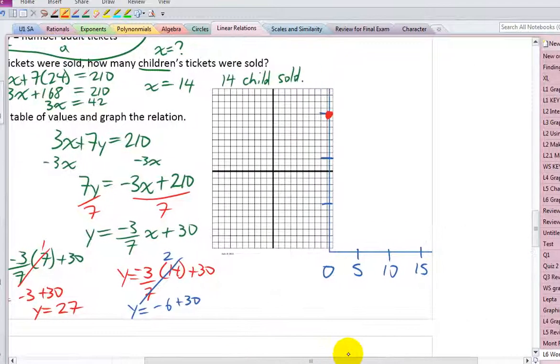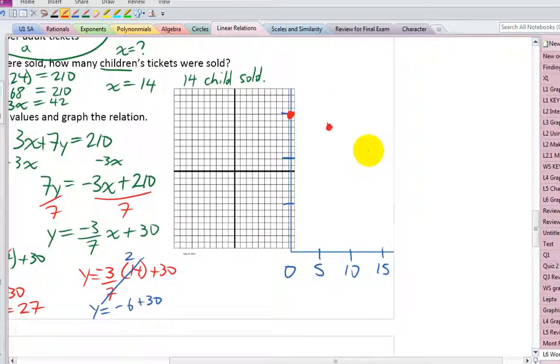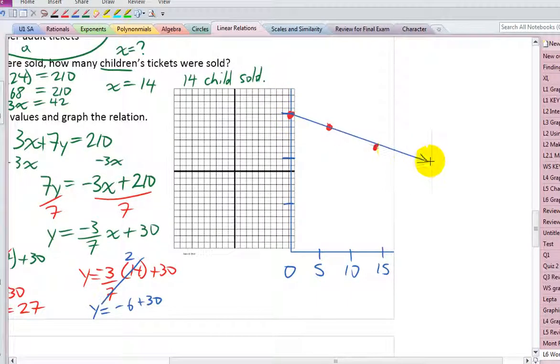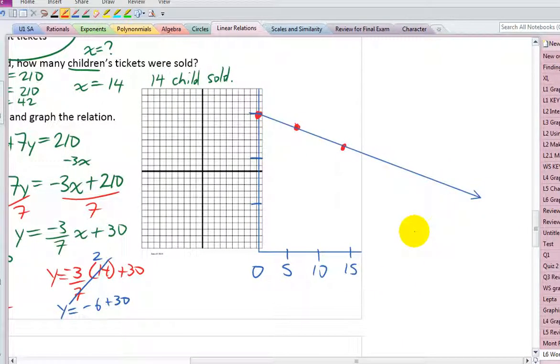And at 7, we get 27. So we'll go here. And at 14, we get 24. So about there. Now with this graph, eventually we're going to get to 0. Eventually we will get to 0. I just haven't made the graph big enough.